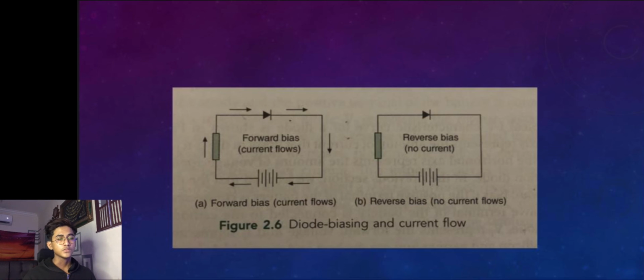If the positive battery terminal is connected to the cathode and the negative terminal is connected to the anode, current does not flow through the diode, and this condition is called reverse bias. As shown in figure 2.6b, no current flows through the diode when it is reverse biased unless the voltage is increased until a certain critical voltage is reached.